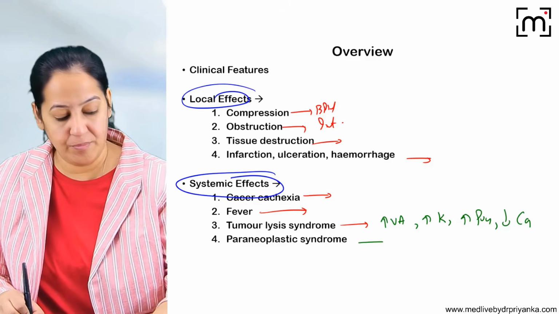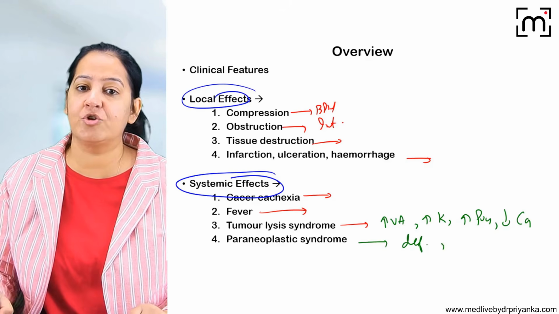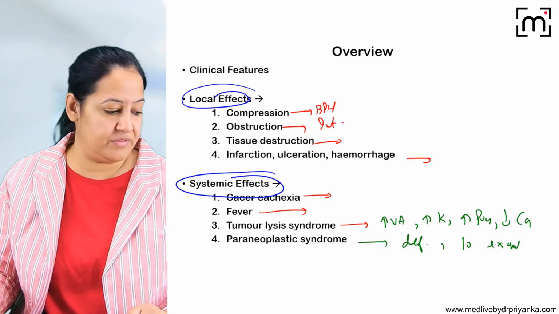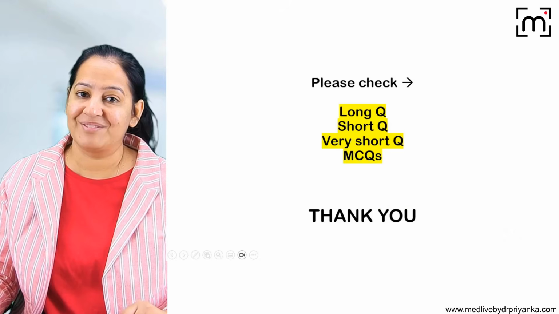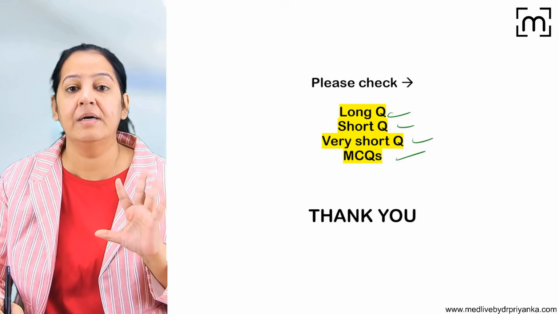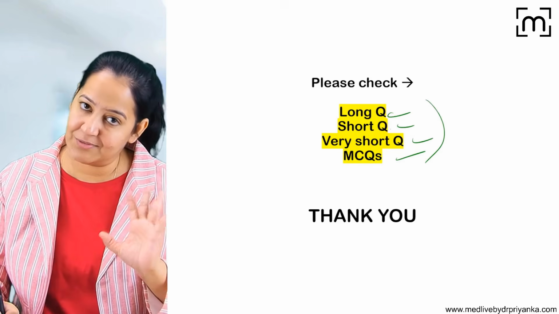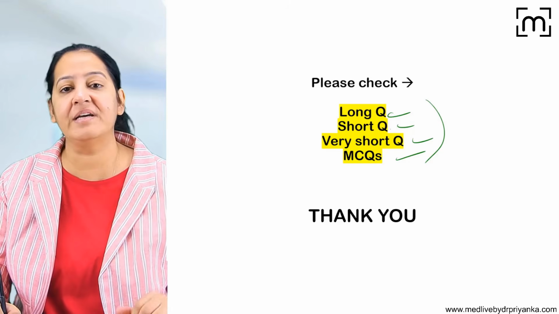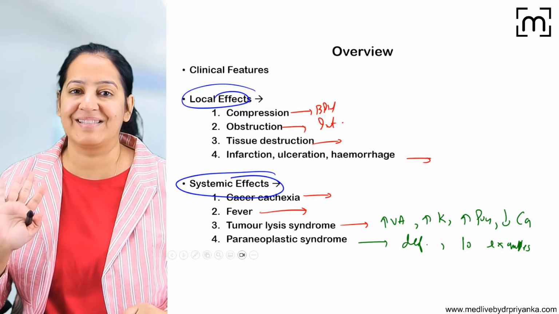And paraneoplastic syndrome, you have to define paraneoplastic syndrome and tell at least 10 examples of that. So I guess you got it. Don't forget to have a look on long, short and very short and MCQs of this portion in the question bank as well as notes, so that you will become confident that you can answer any of the question from this section. That's all about it.